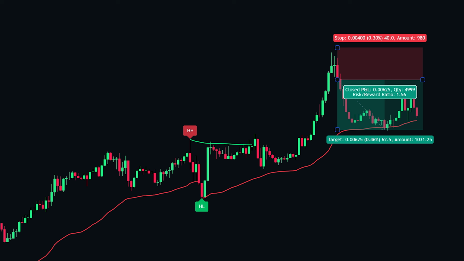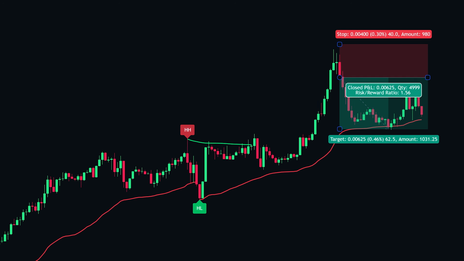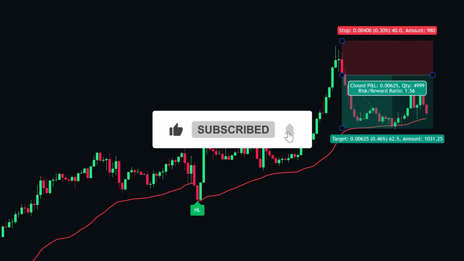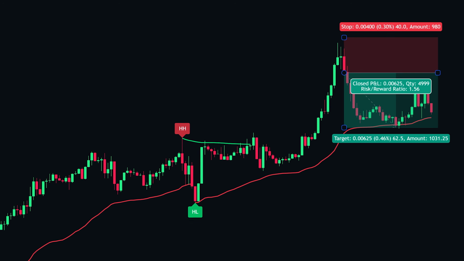The key is patience. Let the VWAP anchor at each swing, wait for confirmation, and only take trades when the setup is clear. Always protect your capital, test these strategies on demo first, and fine-tune them to your own trading style.